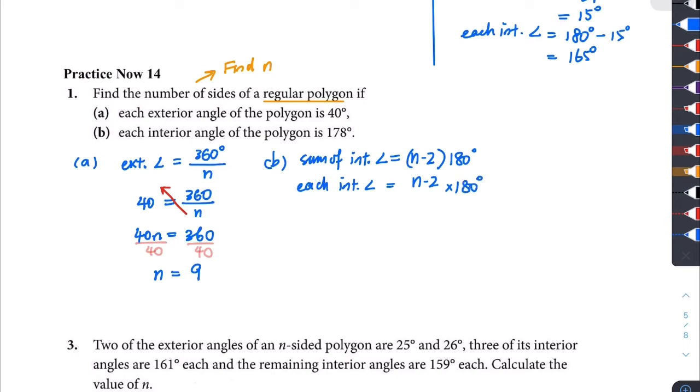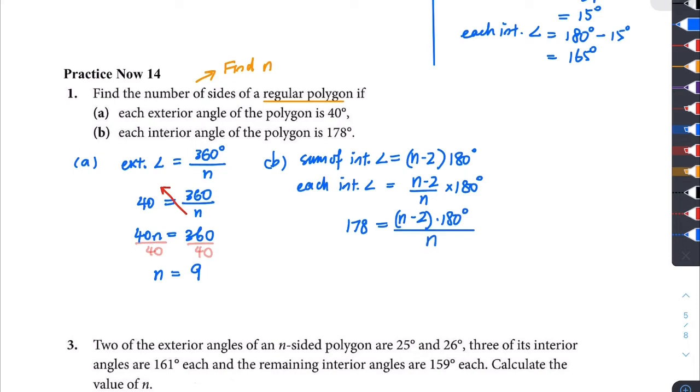We will multiply by 180, but we need to divide by n. So that's the thing, we need to divide by n. So for each interior angle will be 178. Then we have n minus 2, right? Think of it as n minus 2 times 180 degrees, and we divide this by n.